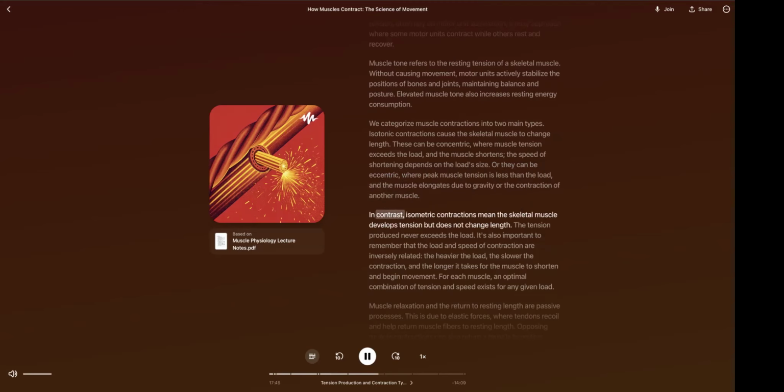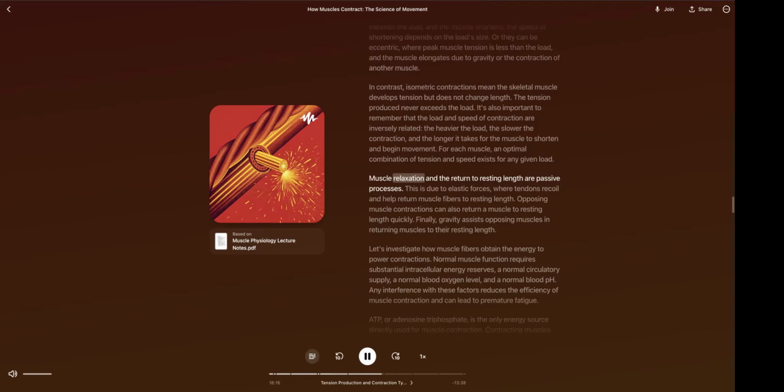In contrast, isometric contractions mean the skeletal muscle develops tension but does not change length. The tension produced never exceeds the load. It's also important to remember that the load and speed of contraction are inversely related. The heavier the load, the slower the contraction, and the longer it takes for the muscle to shorten and begin movement. For each muscle, an optimal combination of tension and speed exists for any given load.